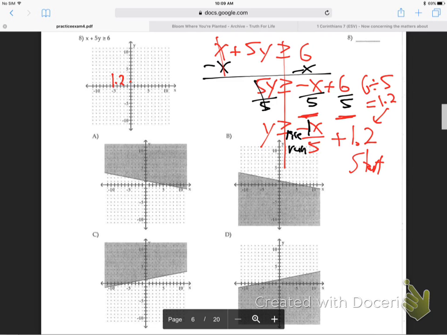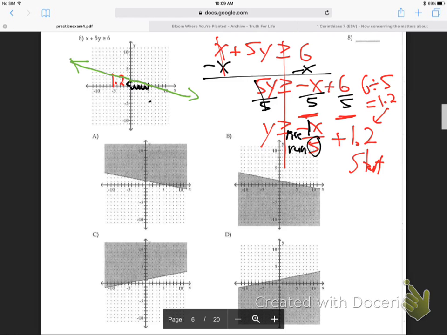Just almost 0. Drop down 1, and then over 5. So 1, 2, 3, 4, 5. Right there. Does that make sense? And then we connect the dots. Should that have been solid? Yes, it is solid. Solid line. Does everybody see what I did there? I started up at 1.2. I went down 1 over 5, like that.